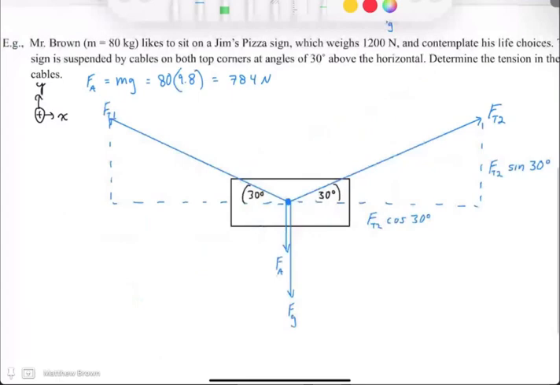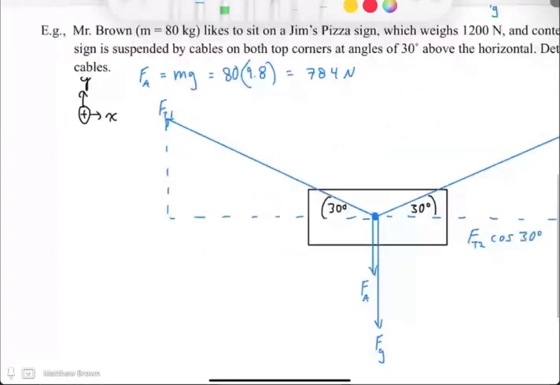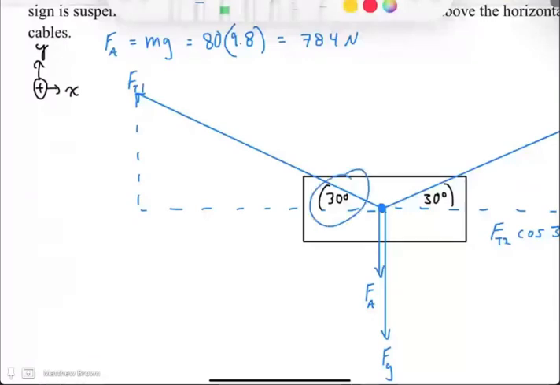If I look at the first angle here, I could do the cosine first, right? The cosine of that 30 degrees is this side here, x, divided by the hypotenuse, which is Ft1, and then rearrange that, and I get Ft1 cos 30 degrees. And for the other side, Ft1 sine 30 degrees.